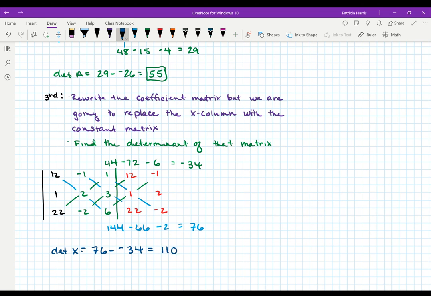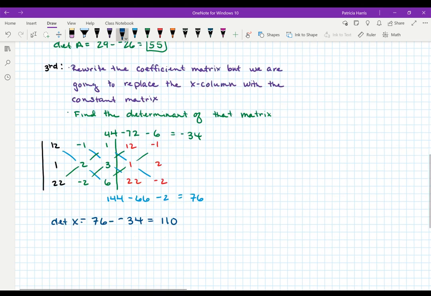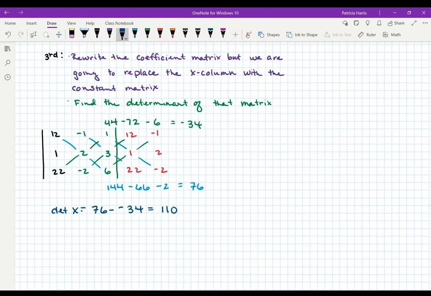Okay, so now since you have that information, you can actually solve for X. So the determinant of X divided by your determinant of A, which is 110 divided by 55, that is your solution for your X variable. So your X is equal to 2.